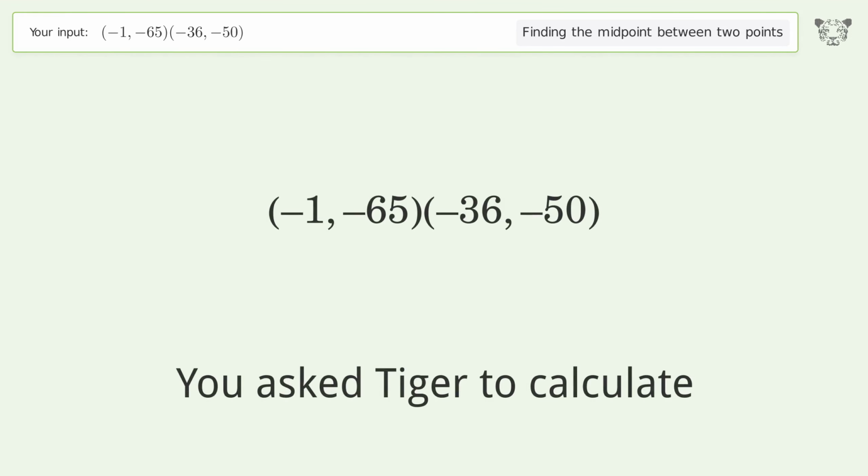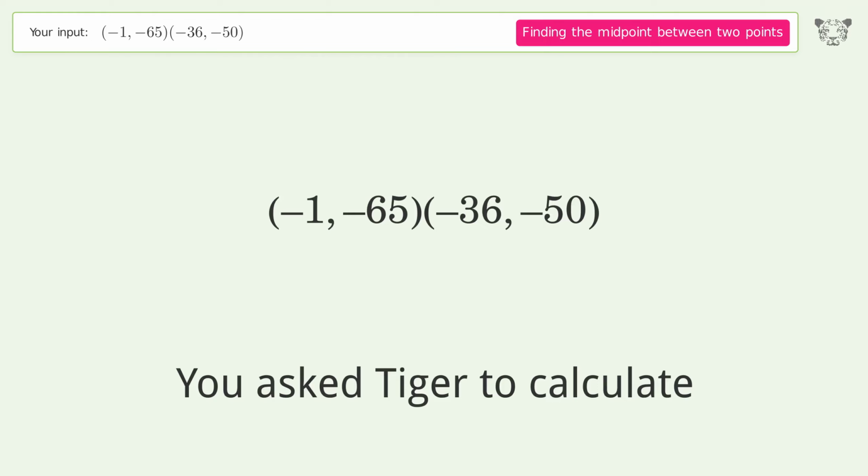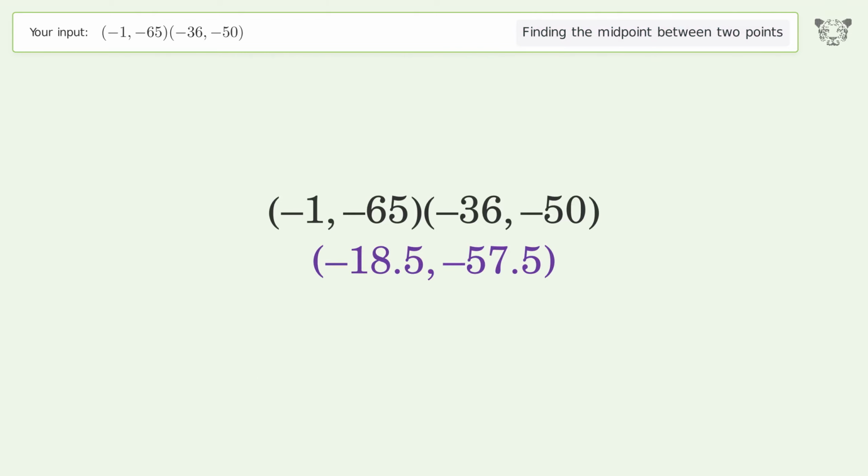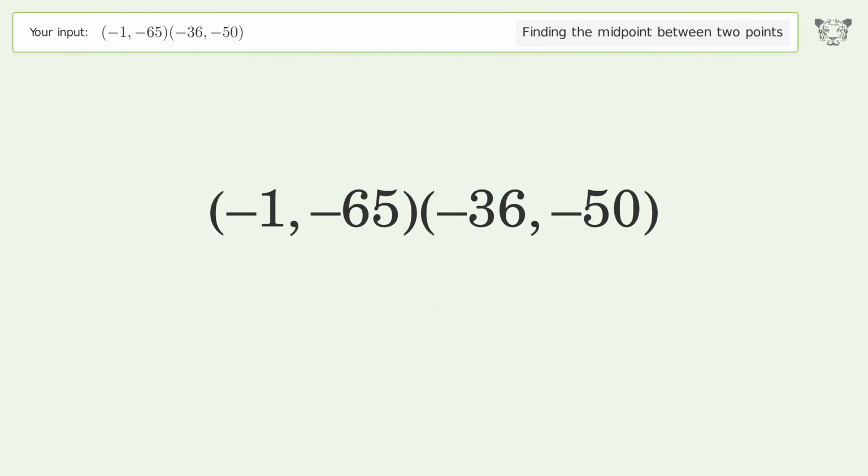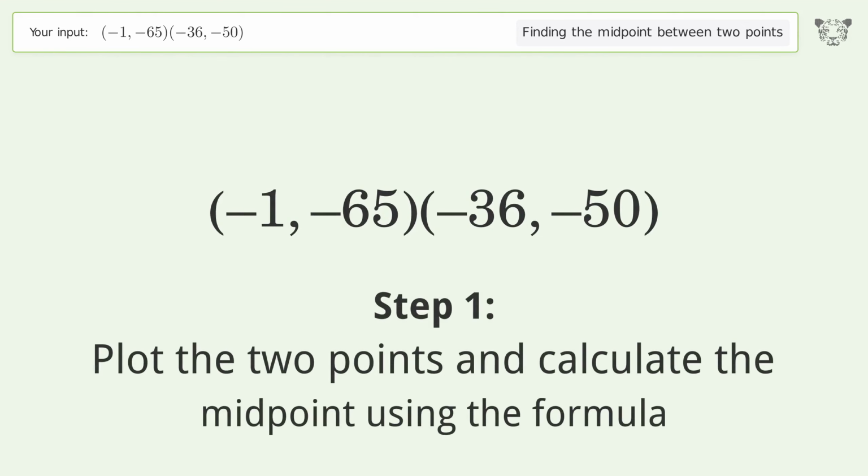You ask Tiger to calculate. This deals with finding the midpoint between 2 points. The midpoint between the 2 points is negative 18.5, negative 57.5. Let's solve it step by step. Plot the 2 points and calculate the midpoint using the formula.